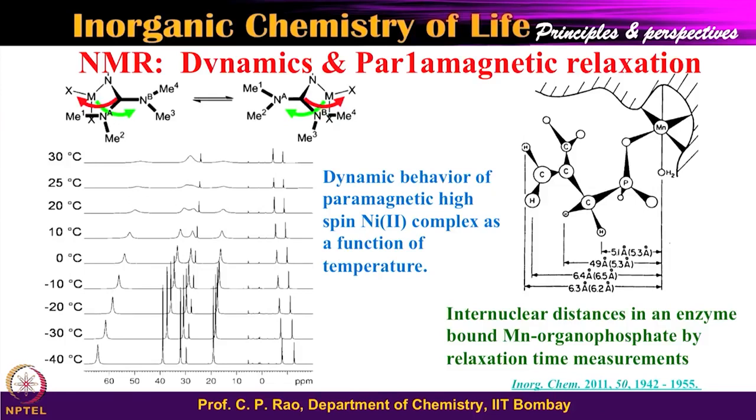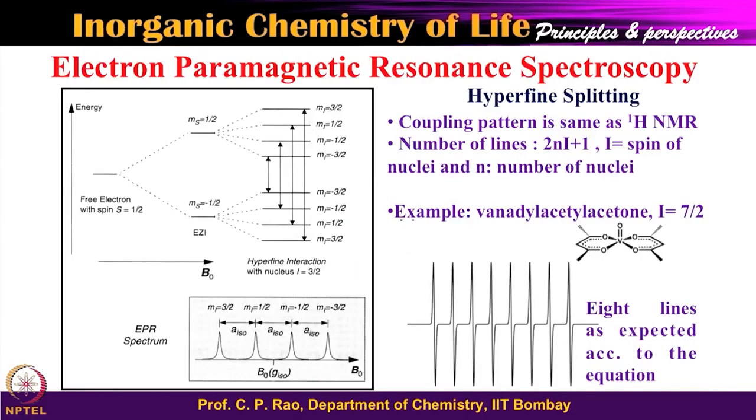Now let us slightly switch gears to another technique. Right now what we are seeing is nuclear magnetic resonance, where the nuclear spin is changed. Now instead of the nucleus, suppose you take the electron. The electron also has spin, a positive spin and a negative spin. Just like the nuclear spin plus half, minus half, you also have the electron having plus half and minus half.